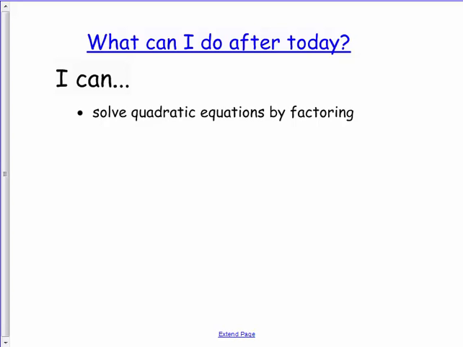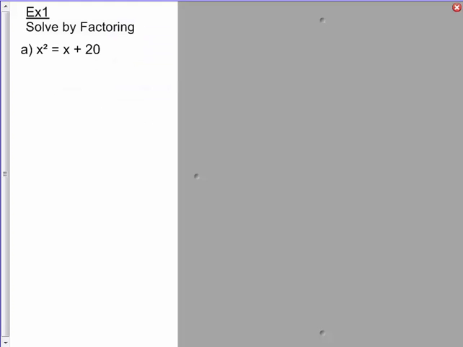This is Senior Algebra, section 6.5, solving quadratic equations. Today we're extending 6.5 a little bit and doing some more irregular quadratics. In example 1, the first thing I look at is that I see two things on each side. I have x and 20 and x squared, so I have to get everything over to one side.